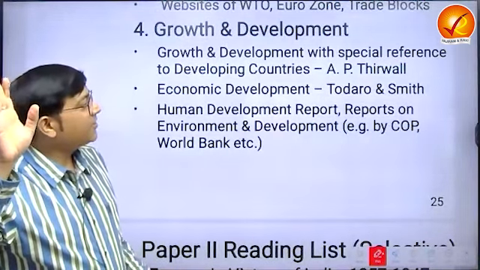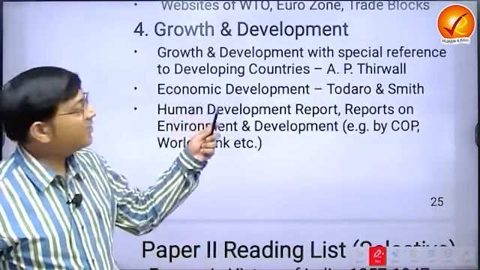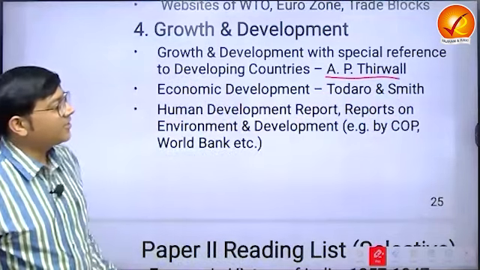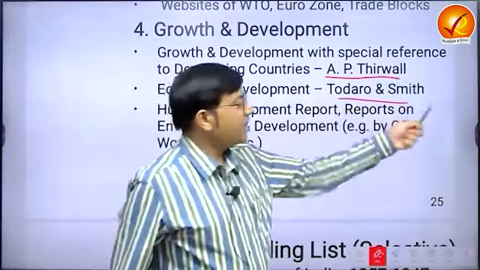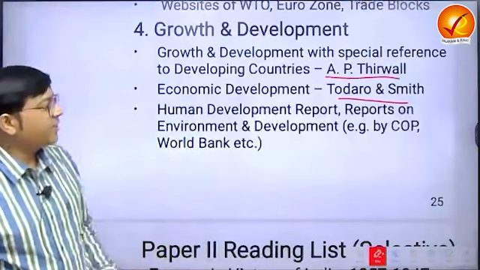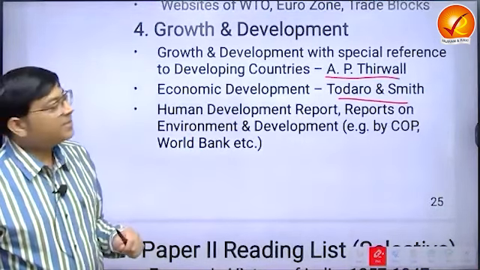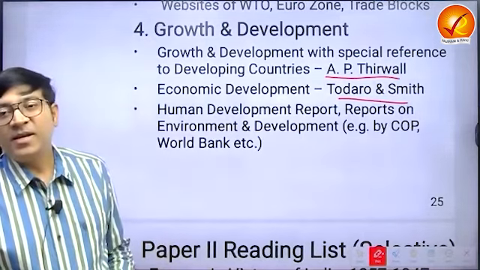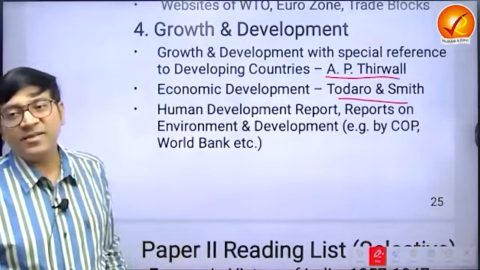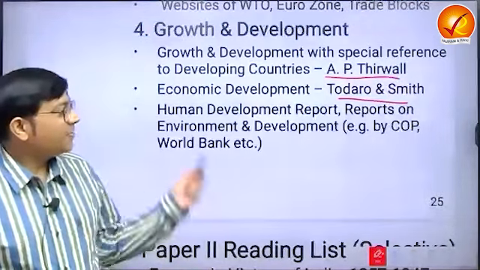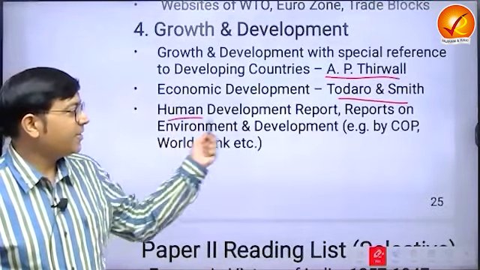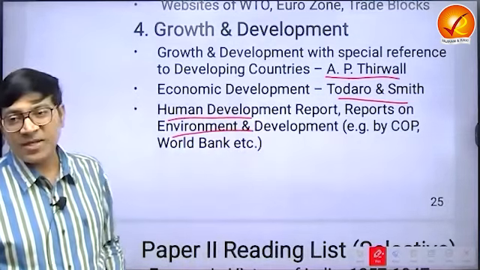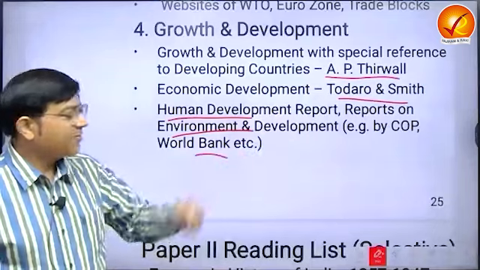One book is Growth and Development with special reference to developing countries. The writer's name is A.P. Thirlwall. Thirlwall's book on economic development. Another good book is Todaro and Smith. The name is just Economic Development. These two are the best books, but neither of them will be enough, because something or the other is missing in each of these books. That is why we have to do certain other parts also, some reports like the Human Development Report or the COP report, which keeps coming from time to time, some reports of the World Bank, etc.